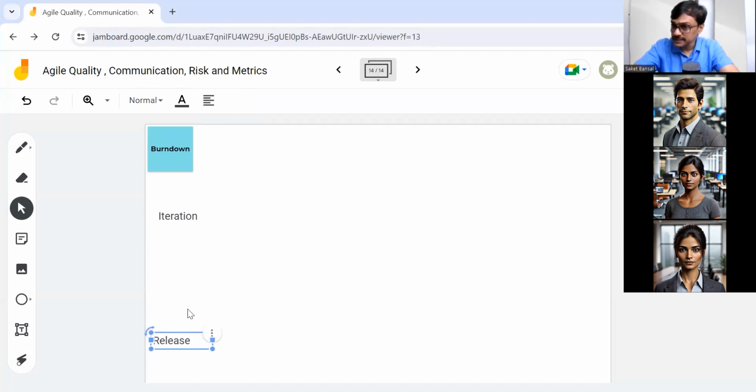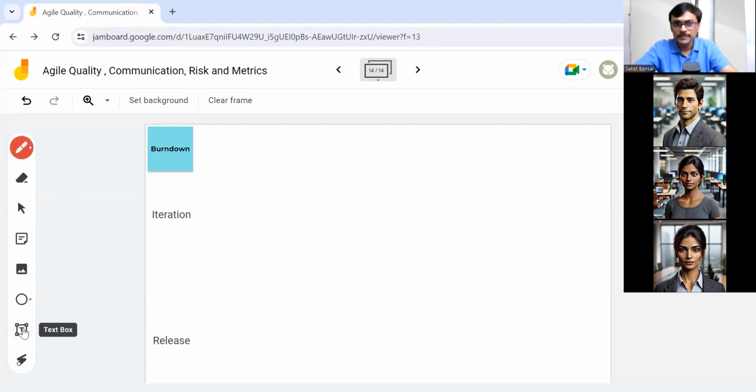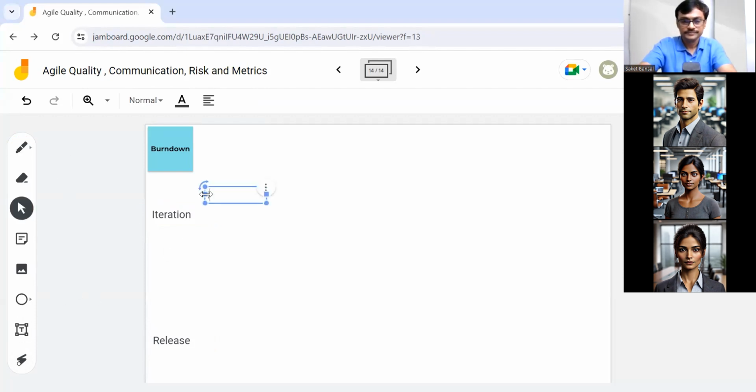So I'm assuming you all understand what is release. Release is a collection of iterations and you have a release level goal. So what is iteration? Say in an iteration, you have prepared an iteration plan. Now in project management, PMP, we use the word iteration plan. In Scrum, you need a sprint backlog. In general, you can also call it iteration backlog. They are all the same thing.